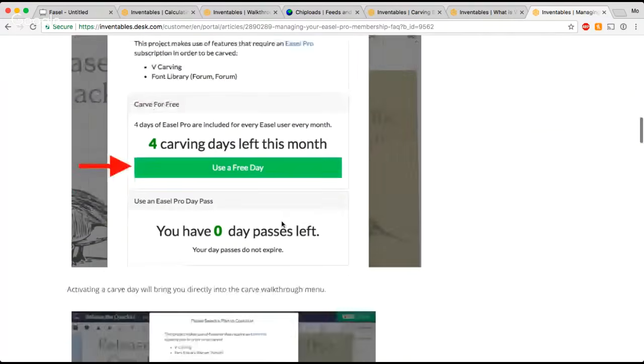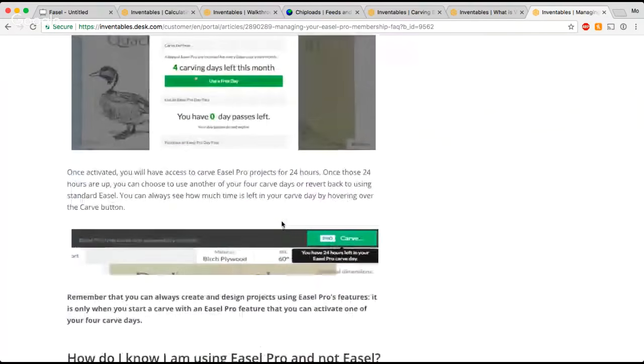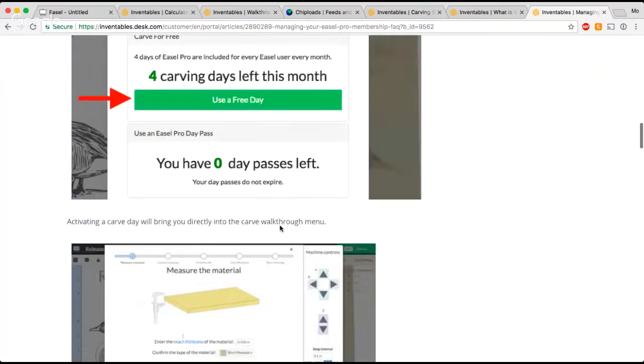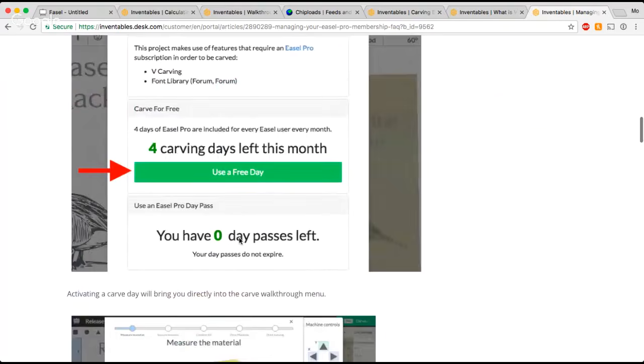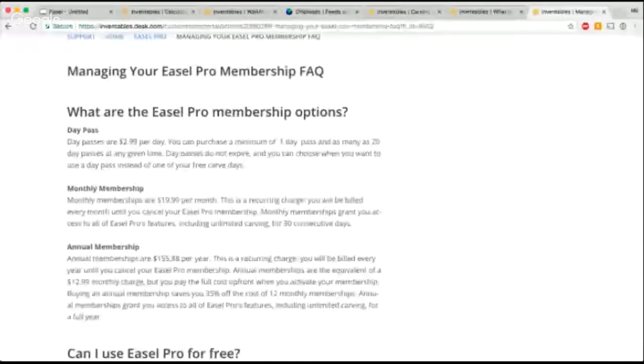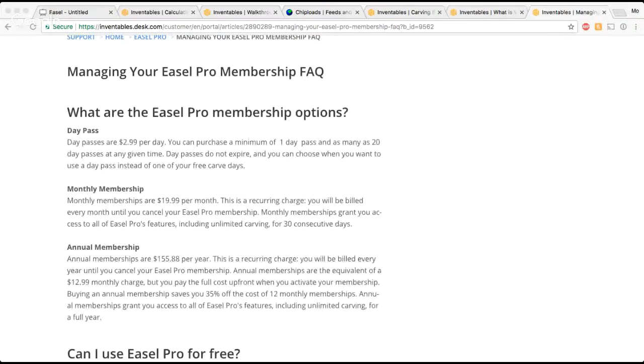We also do sell day passes. So if you only want to use Easel Pro for 1 day, you can just purchase a single day for $2.99, and then you have access for 24 hours. And you can buy them in whatever kind of chunks you want. So day passes are also an option if you've really got to get a project done and you've used all your free days. For $3, finish that project, make someone happy. It's an option for you. You don't have to buy a monthly membership or an annual membership to be able to do that.